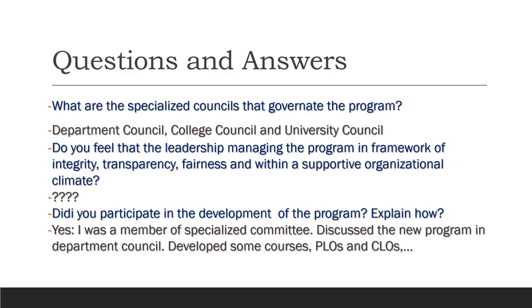What are the specialized councils that govern the program? Of course, there are three main councils: the department council, the college council, and the university council. Do you feel that the leadership is managing the program in a framework of integrity, transparency, fairness, and within a supportive organizational climate? I think this question can be answered in different ways by the instructor himself. You cannot dictate to him or tell him what to say.